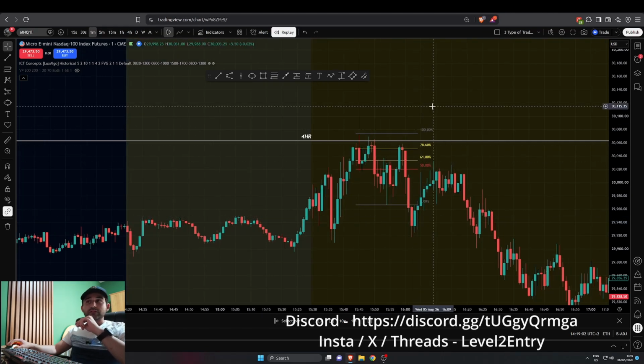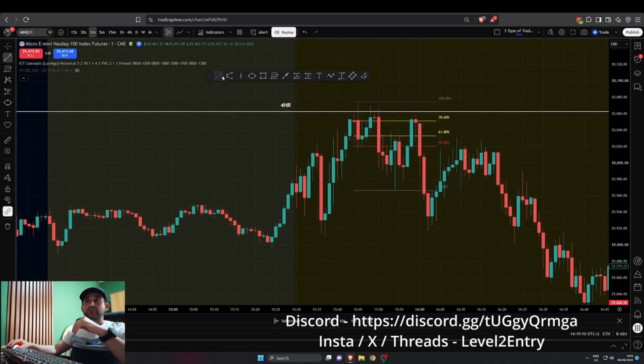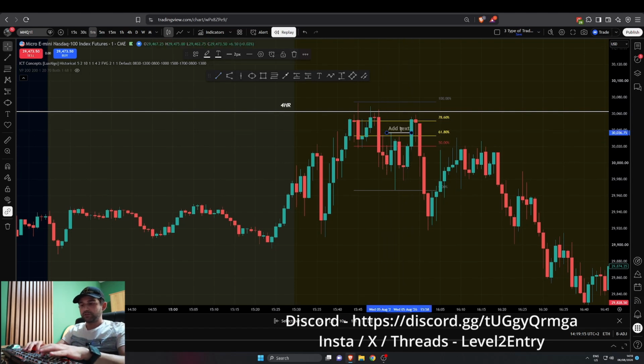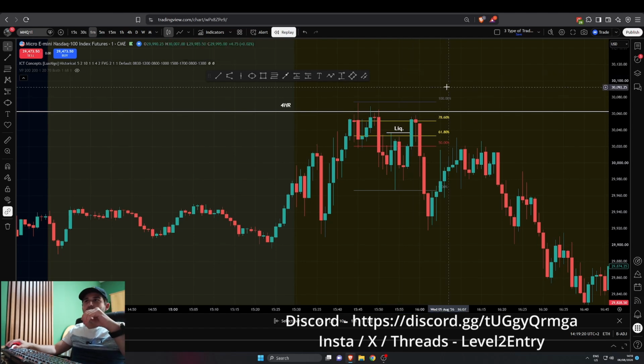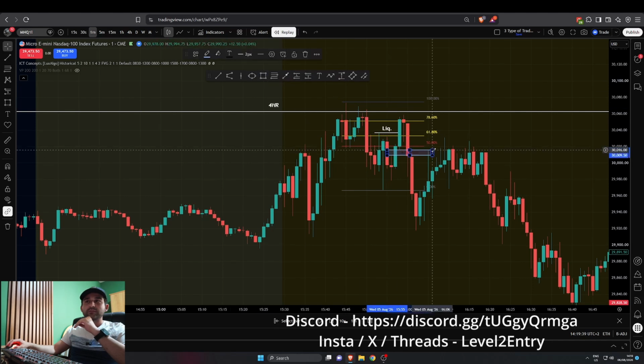I have marked the liquidity above the 61.8, which I'm talking about this point here, which I will name lick, for liquidity. And once price went above that liquidity, I waited to see what had formed prior to taking that liquidity, which was this IFVG right here.